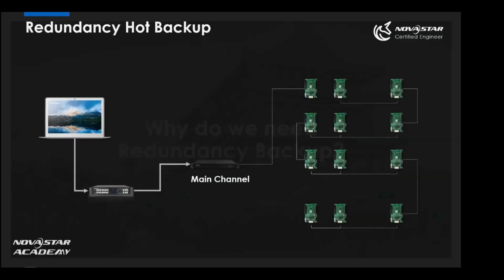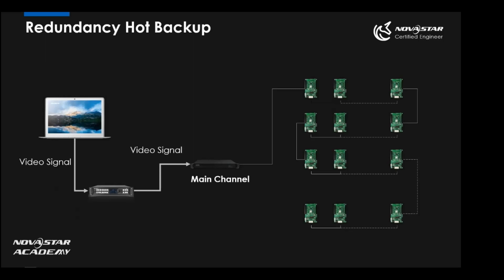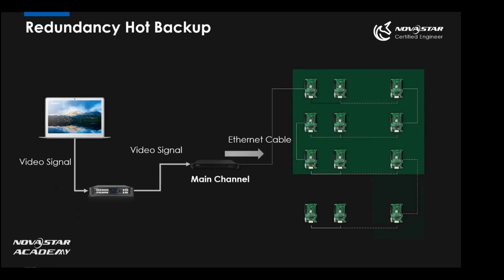This is the basic structure of an LED control system. Normally, there is only one channel from the control PC to the video processor. It provides the video signal, and the processor will give the signal to the sending card. And finally, the sending card will connect to the receiving cards by Ethernet cable. It will transmit the data to all of the receiving cards, and finally, the LED screen will show the correct image.